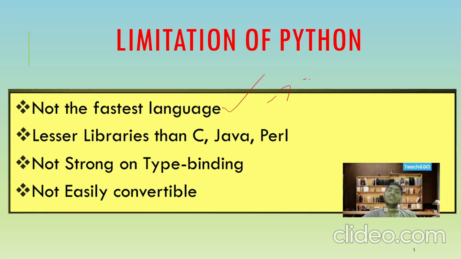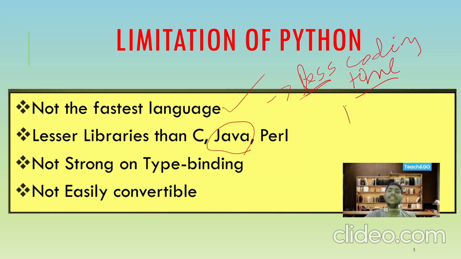So it has less coding time as compared to other programming languages. In other programming languages, like Java, you will write 10 lines; in 2 lines you will complete it in the Python language. But the execution time is more in the Python language because you are using an interpreter.